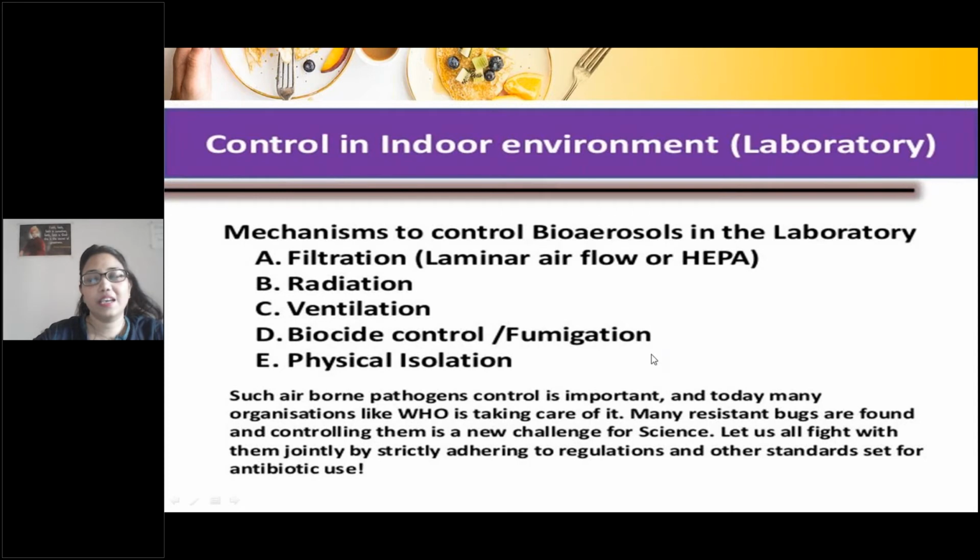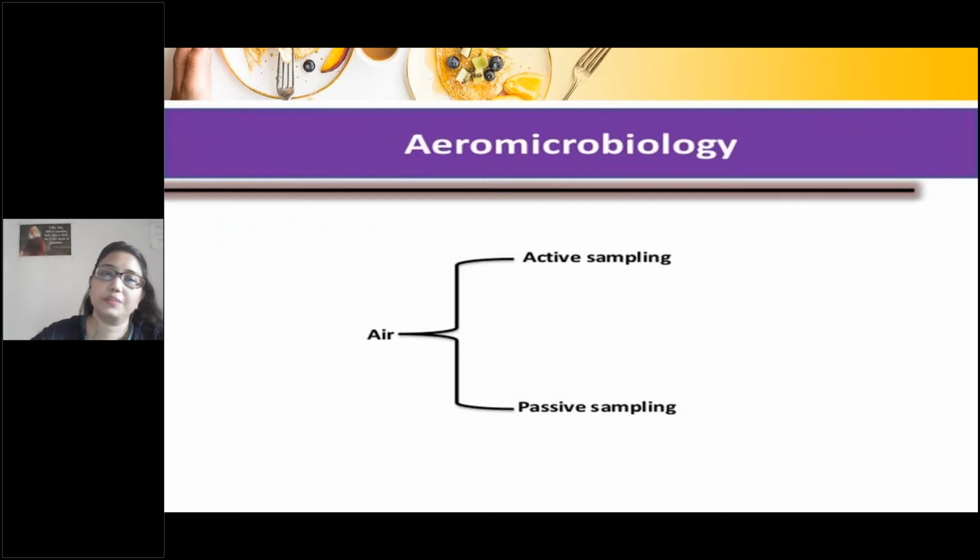In indoor environments like laboratories, there are different systems like filtration or HEPA filters or laminar airflows, radiation, proper ventilation, biocide control or fumigation. You might remember with formaldehyde and potassium permanganate, we fumigate the rooms. Then physical isolation. As they discussed in the video, we have different norms which we have to follow, and according to those norms, we have to clean the air or the environment in which we work.